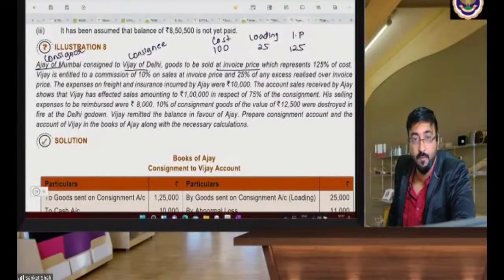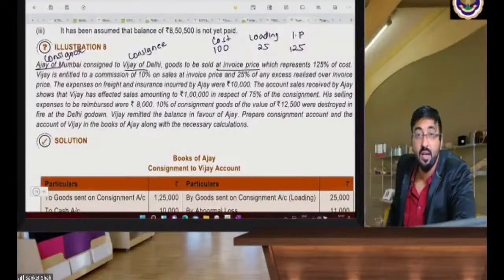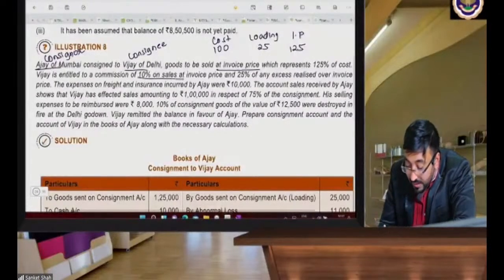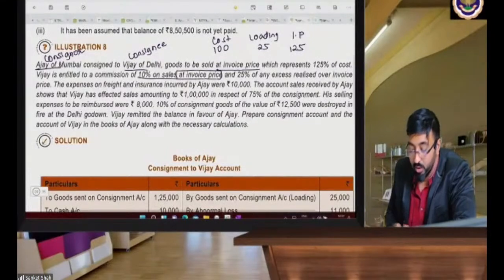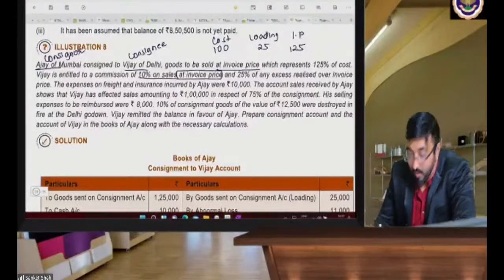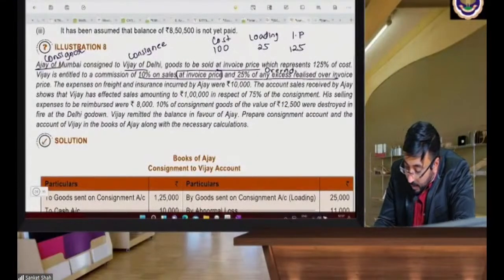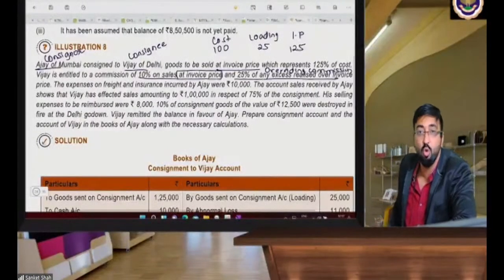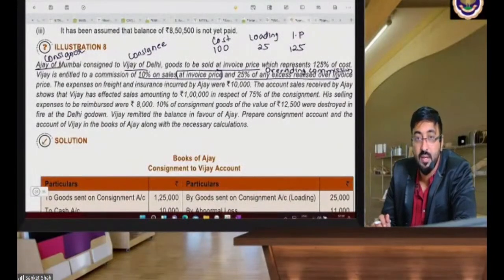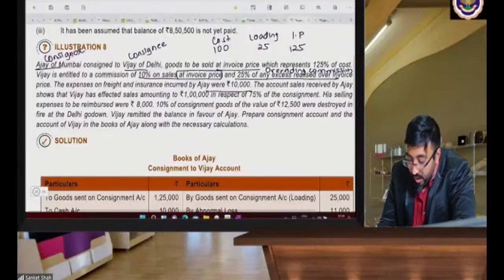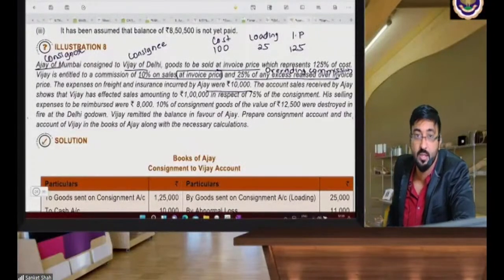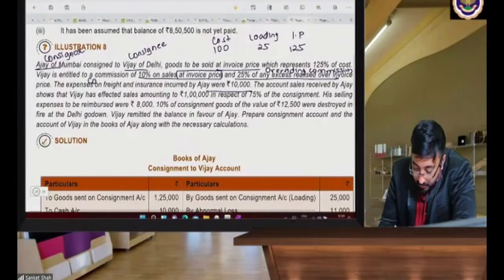125, 125. Vijay is entitled to a commission of 10% on sales at invoice price. So 10% on invoice price, same adjustment, 25%. So this is overriding commission. This is extra commission, which is called overriding commission. The expenses of freight and insurance incurred by Ajay were 10,000. So these are consignor expenses, you can write over there, consignor expenses.